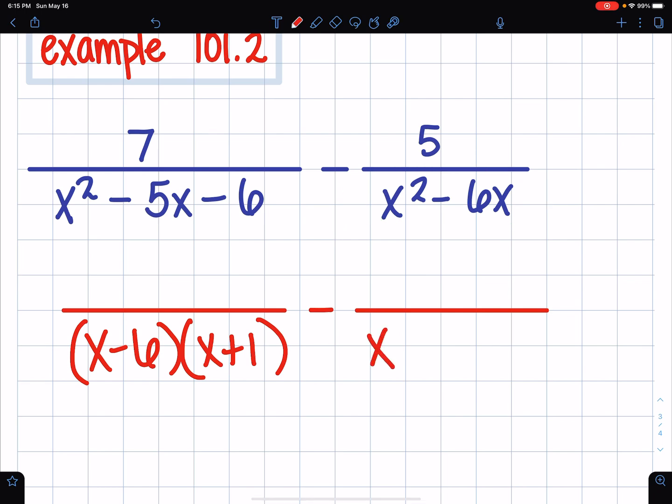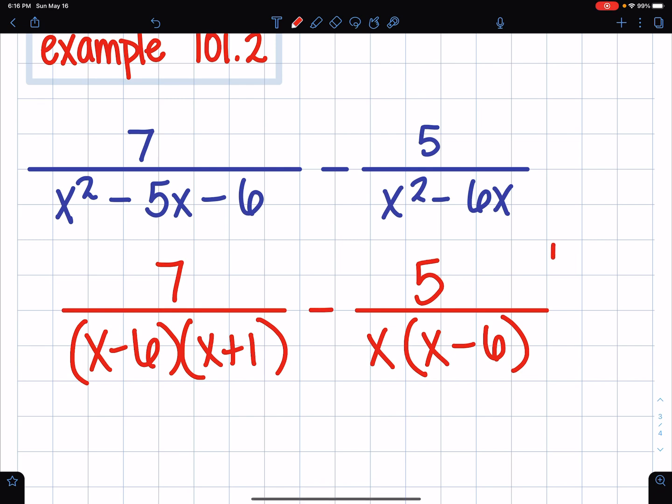So if we pull out an x, we've got x minus 6, which is very convenient because you have an x minus 6 here and an x minus 6 here. That's what you'll see in these problems because they made them just for you to be able to factor. So that is very convenient. All right, now we have to get the LCM of the denominator.